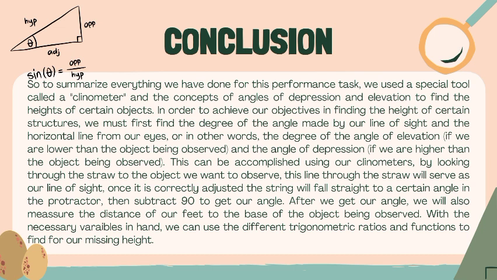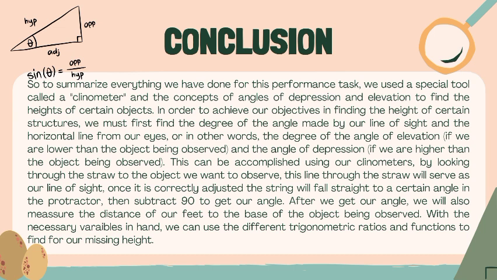So, to summarize everything we have done for this performance task, we used a special tool called a clinometer and the concepts of angles of depression and elevation to find the heights of certain objects. In order to achieve our objectives in finding the height of certain structures, we must first find the degree of the angle made by our line of sight and the horizontal line from our eyes. Or in other words, the degree of the angle of elevation, assuming we are lower than the object being observed, and the angle of depression if we are higher than the object being observed. This can be accomplished using our clinometers.